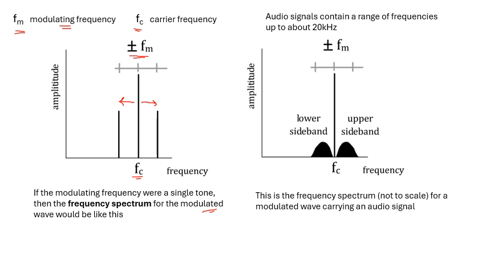If it was an actual audio signal, then that contains lots of different frequencies. And so the frequency spectrum would look like this. You'd have your carrier frequency again, but then you'd have these side bands, upper and lower side bands, and they would be up to plus or minus fM. So that is the frequency spectrum, not to scale, for a modulated wave carrying an audio signal.